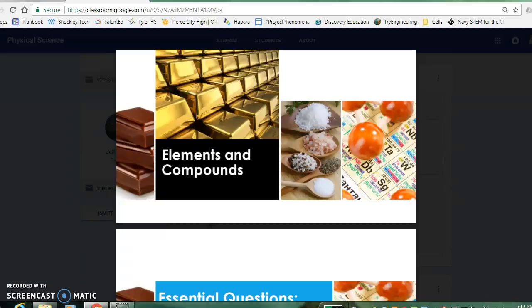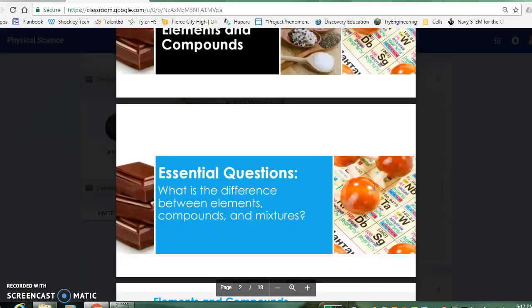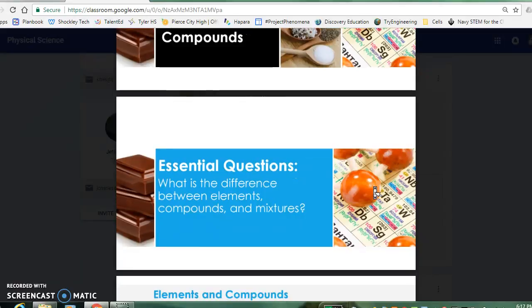Okay, today we're going to talk about elements and compounds. The essential question for today's lesson is: what is the difference between elements, compounds, and mixtures? What that means is by the end of these notes you should be able to tell me some of the similarities between the three, but mainly how all three of those are different.